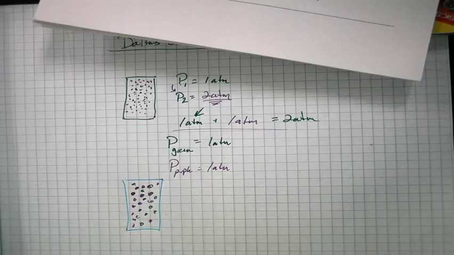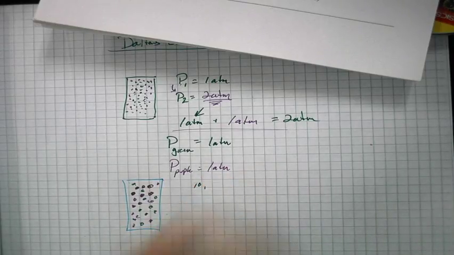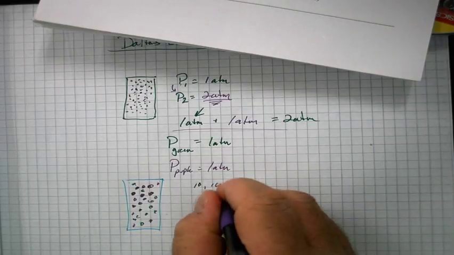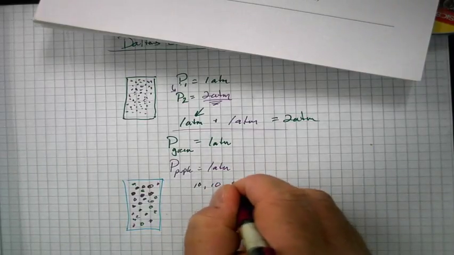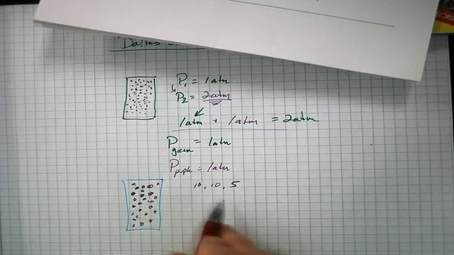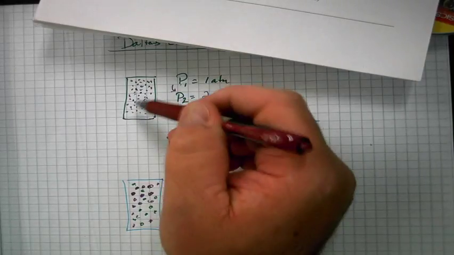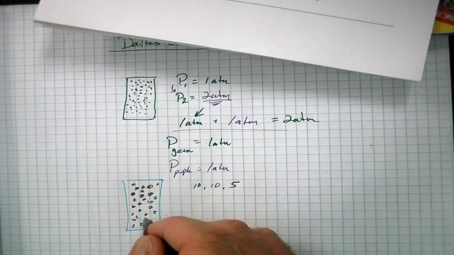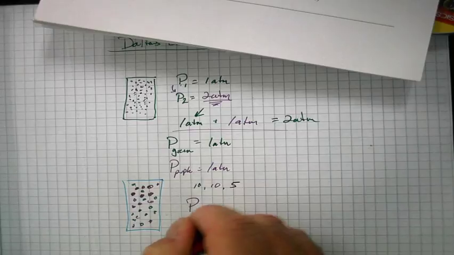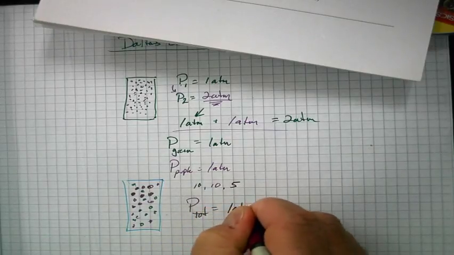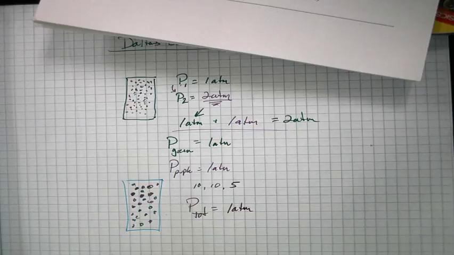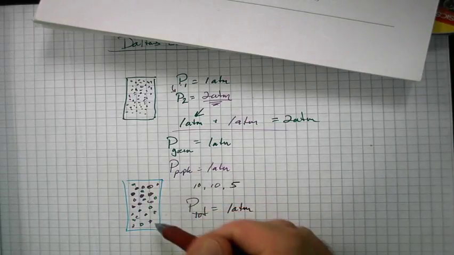Okay, so we did 5 particles of red, 10 particles of purple, and 10 particles of green, right? So we have a 10, 10, and 5, yeah? Well, this adds up to 25, yeah? So the whole thing is going to have what pressure? Right, if we identified that 25 particles is 1 atmosphere, and we have 25 particles here, then this is a total of 1 atmosphere, right?